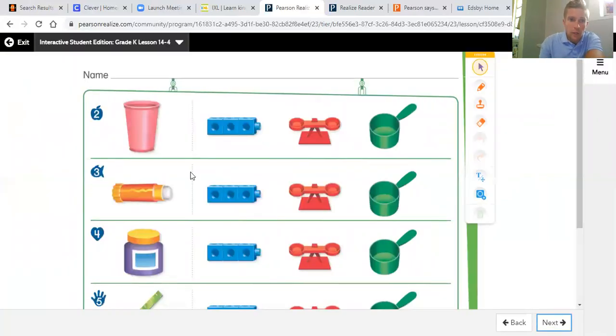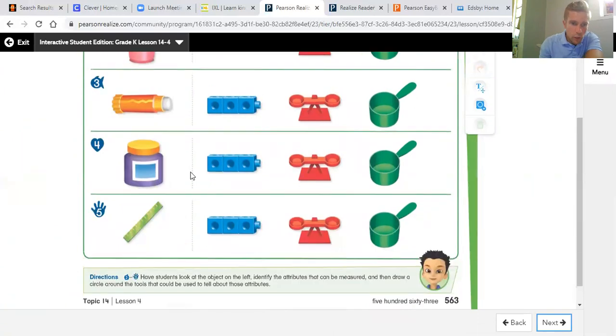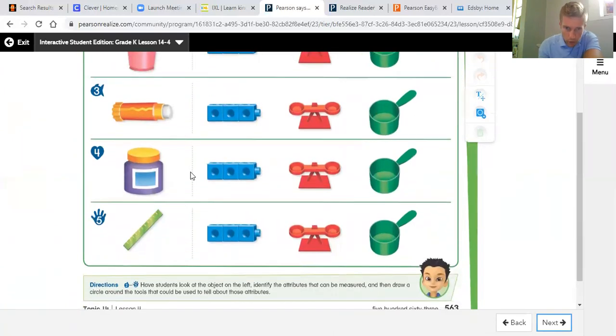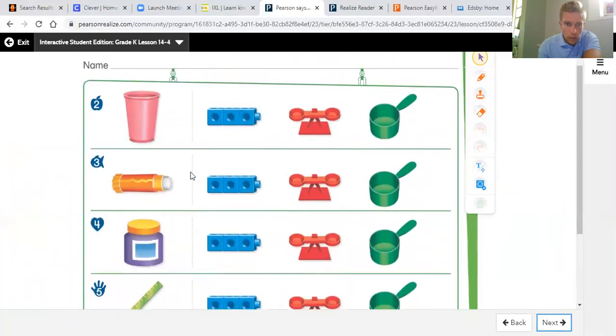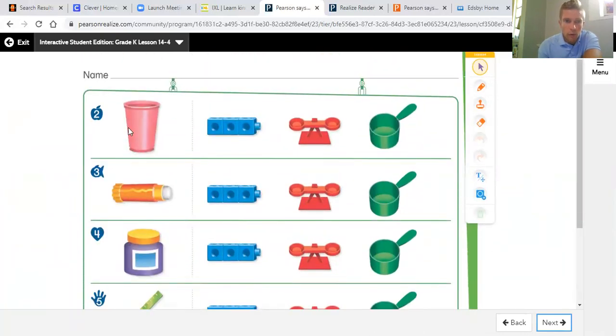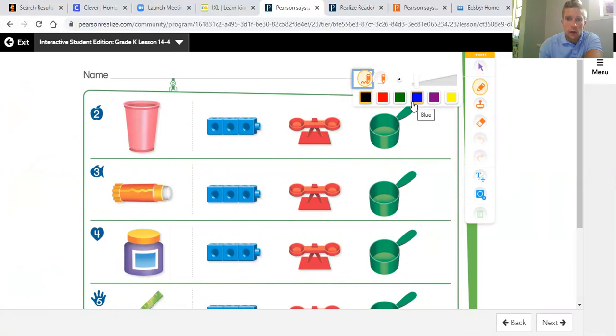Oh, wow. So you get to do all of these on your own, but I'm going to go through and just tell you what each one is. So this is a cup full of water. All right, this first one is a cup full of water. All right, let's go through and circle all the things that you can do to measure that. So can you measure the height of this cup?